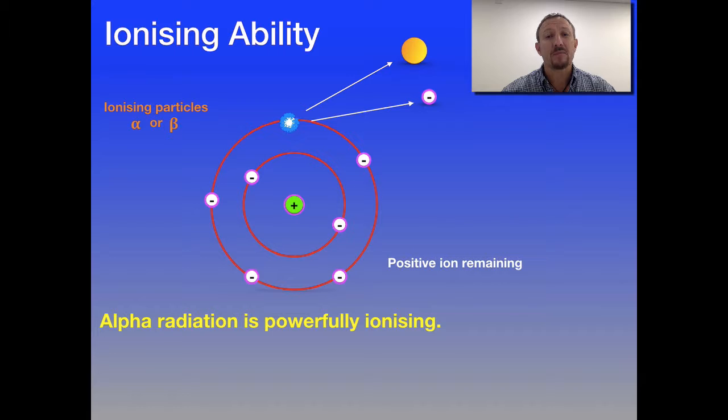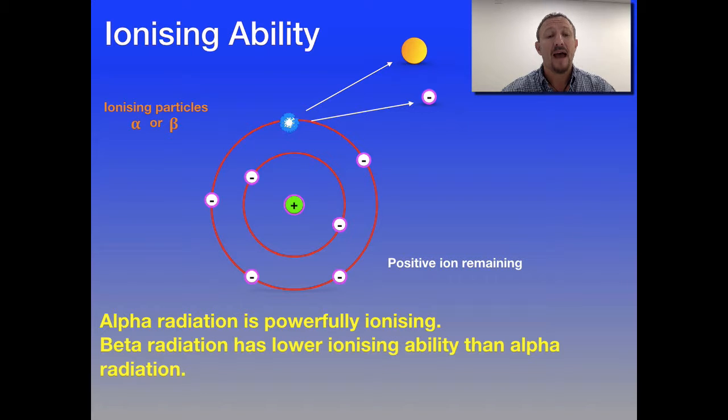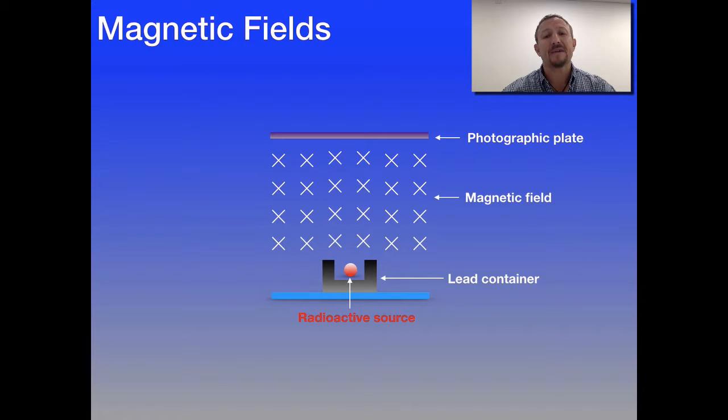So alpha is probably our most powerful ionizing particle. This is then followed by beta, and gamma has no or very little effect with respect to knocking off electrons or ionizing the actual atom. With respect to magnetic fields, because of their charges, they are affected by magnetic fields.